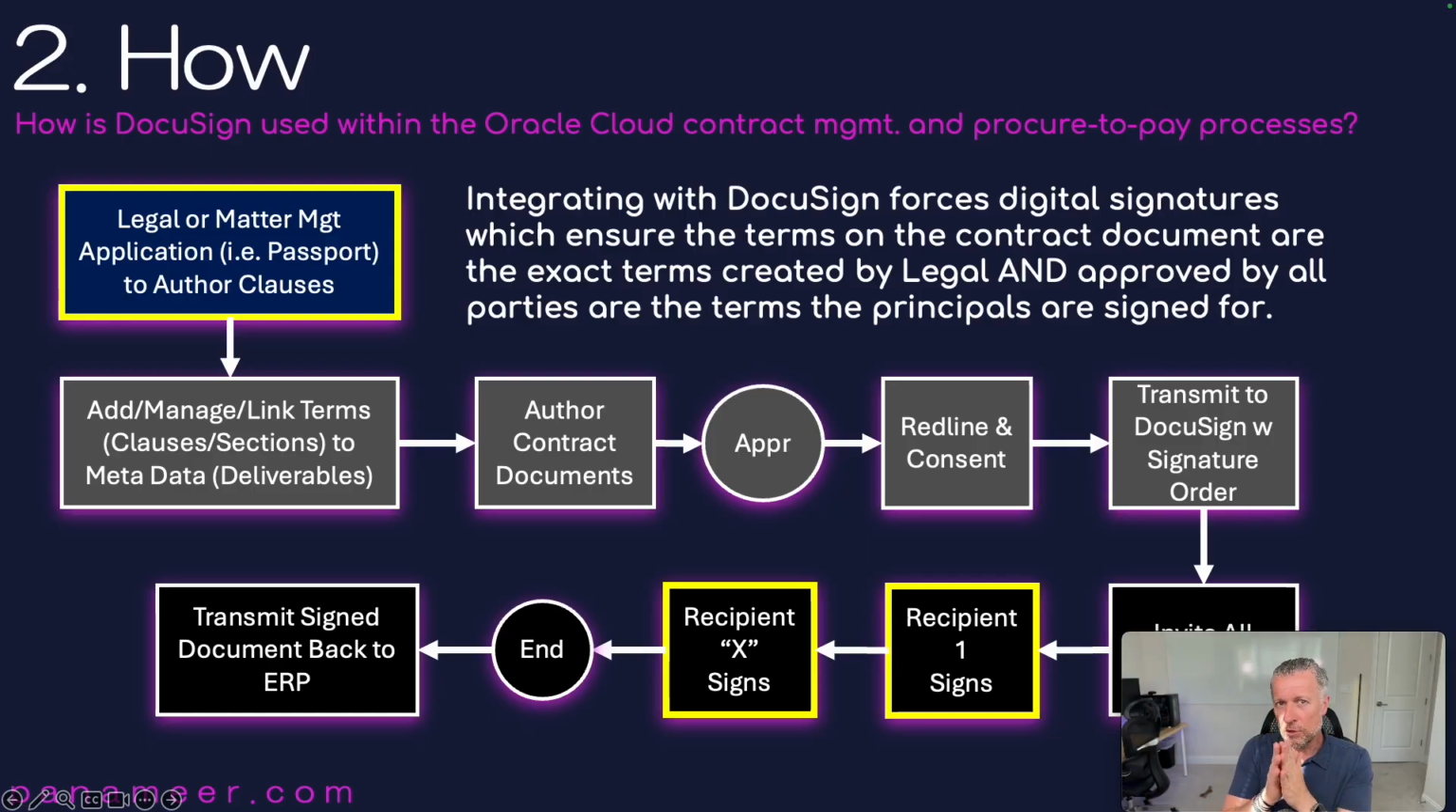So the fact that you have a username and password to log in as a principal to sign, and that document is programmatically linked to Oracle Cloud, and any changes to that contract have to be approved, and the contract terms are linked to, in this case, Passport or Oracle Cloud, this is what I'm talking about when I say this gives you the control and the integrity for contracts from Oracle Cloud's combination with DocuSign.